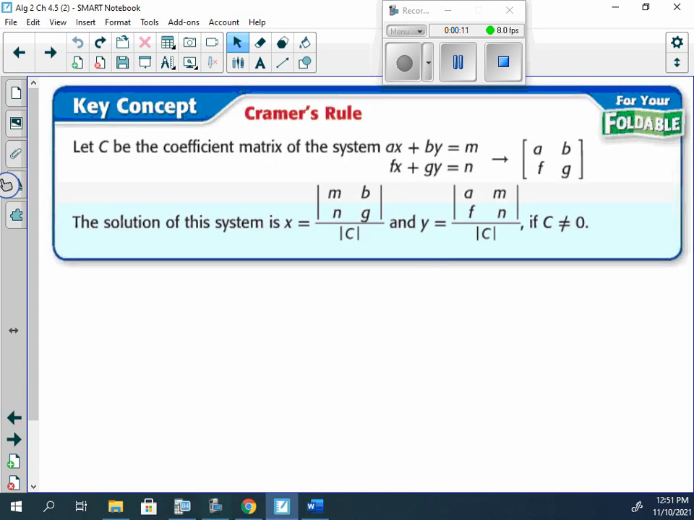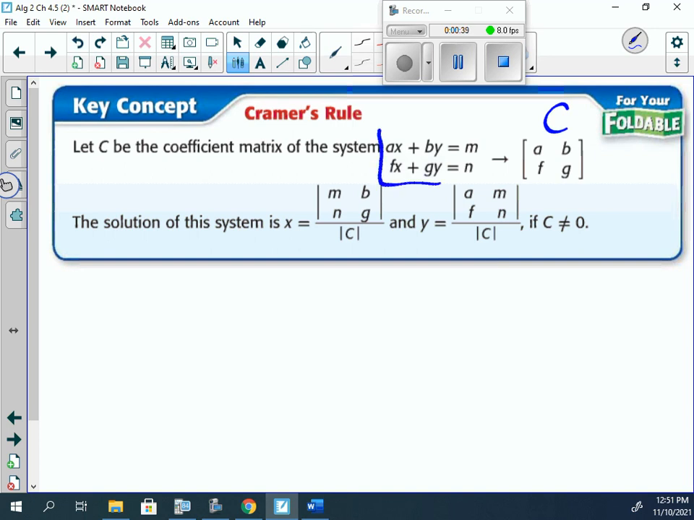What we're going over today is Cramer's rule. Cramer's rule is a way to solve two variable systems of equations using determinants, what we went over yesterday. Whenever we use this, we're going to take a determinant and call it determinant C.